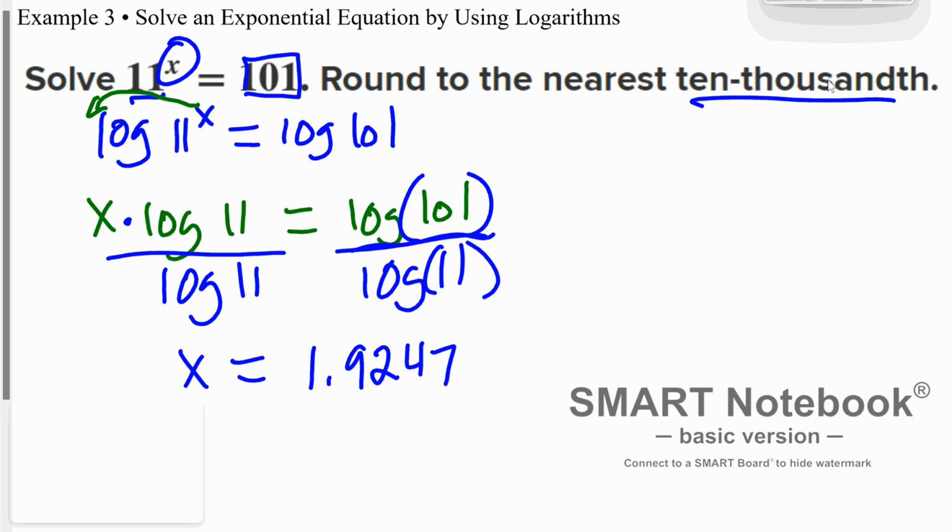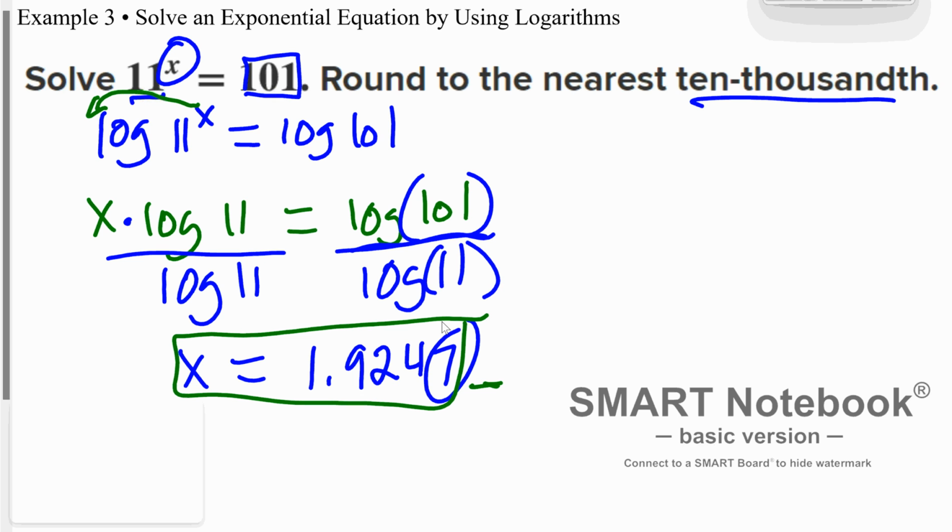It says round to the nearest 10,000, so that's the 10,000 spot. So I look at the next number: if it's 5 or more, then I raise that; if it's lower than 5, then I leave it. But there you go. On the next video, I'll do some steps for you.